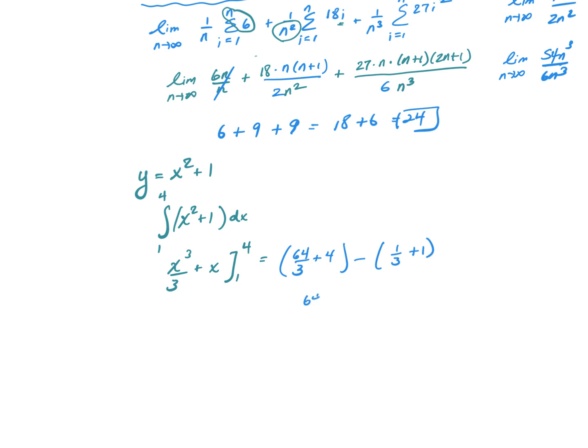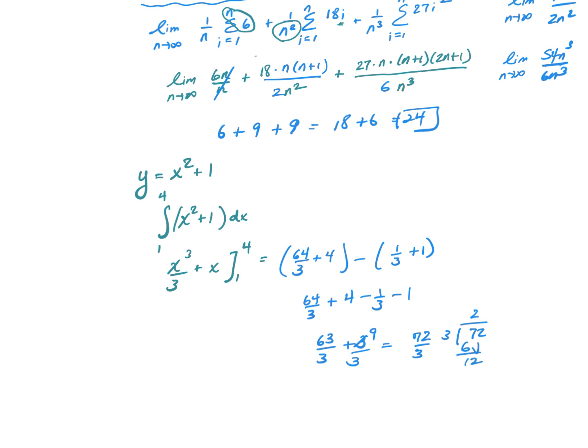So I'd get 64 over 3 plus 4 minus 1 over 3 minus 1, which gives me 63 over 3 plus 3. This can become a 3. This can become a 9, which would give me what? I get 72. So 72 over 3. 72 over 3 is, I believe, 24. So 2 times 3 is 6.